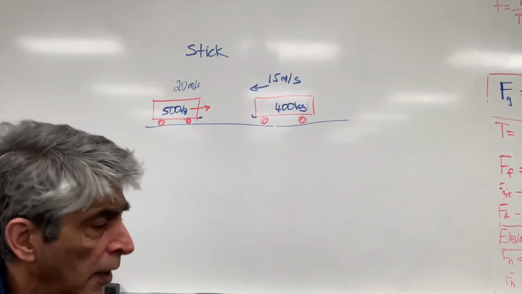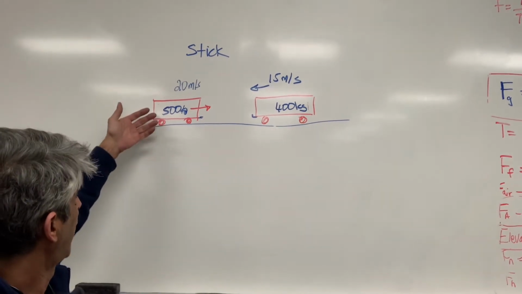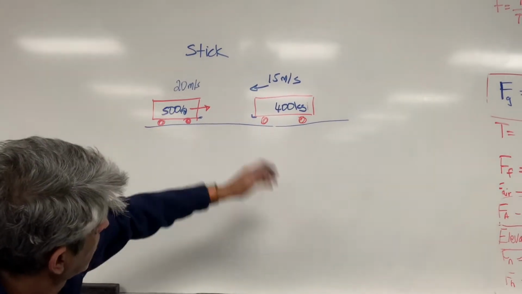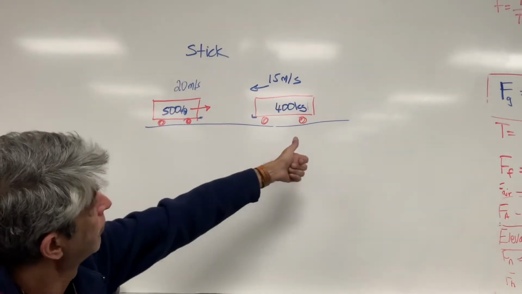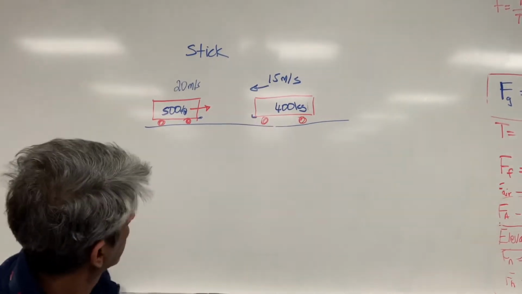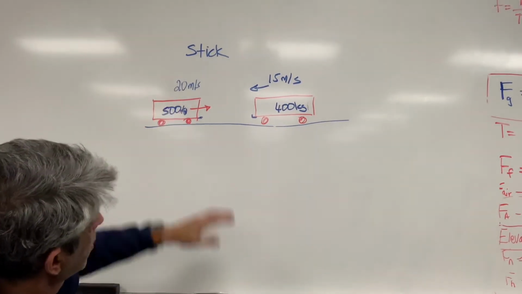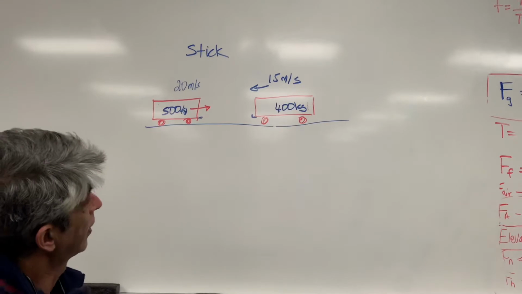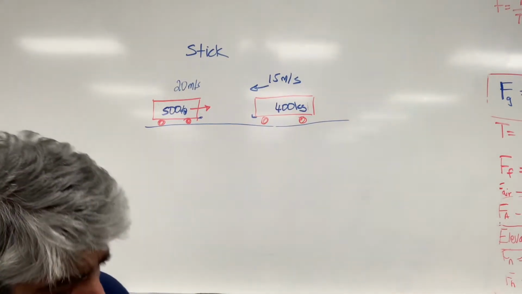Hello again. So last class we looked at a similar picture. This guy was 500 kg moving at 20 meters per second and he was at rest. This time he's not at rest, he's moving the other way at 15 meters per second. He's moving this way at 500 kg at 20 meters per second. They will collide, and let's assume they stick together, so we'll keep looking at stick collisions.